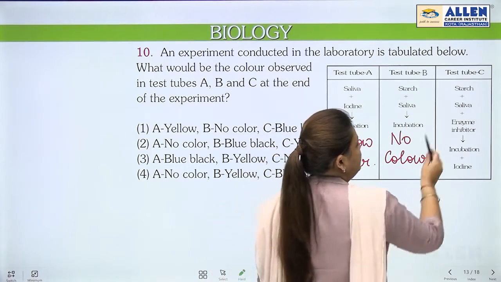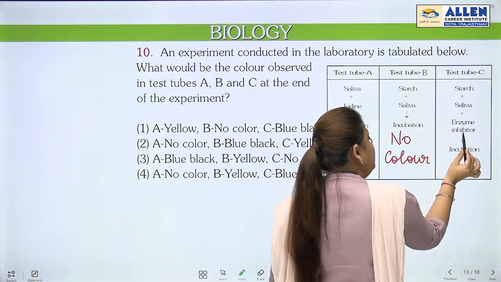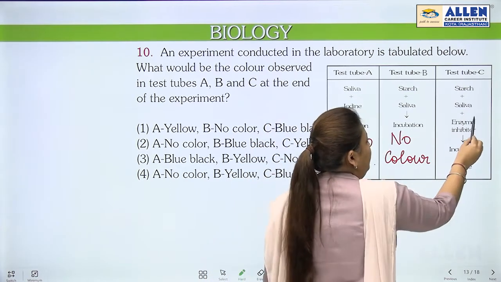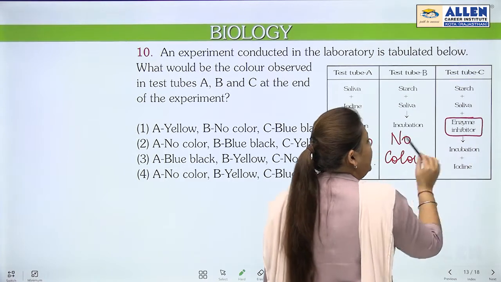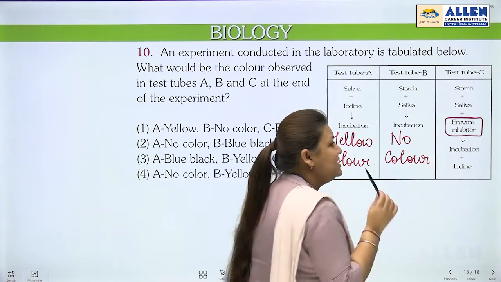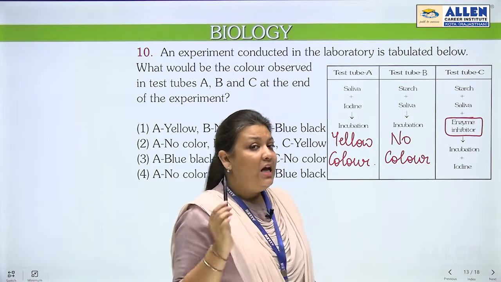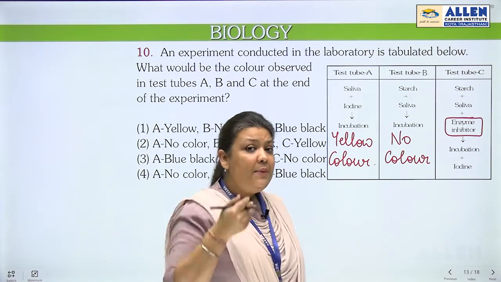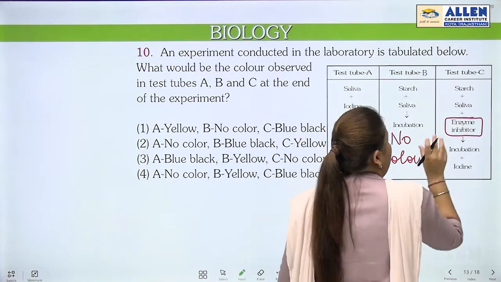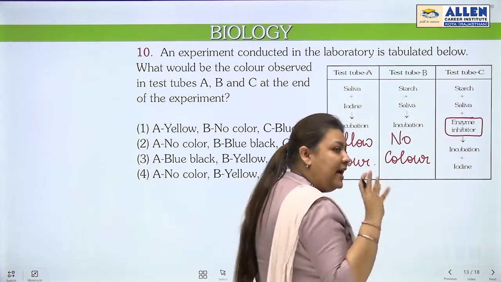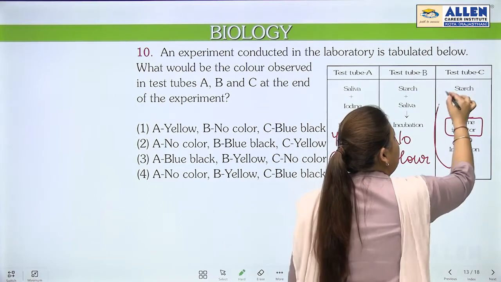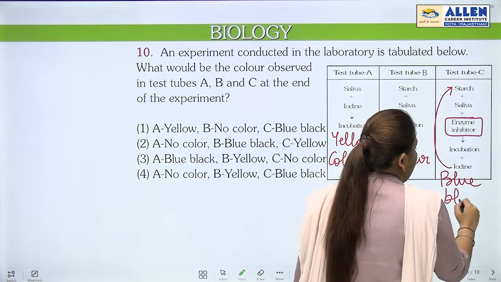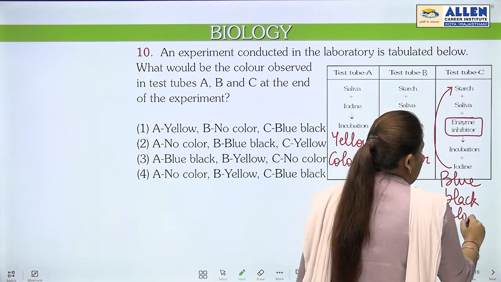So see here, starch, saliva, enzyme inhibitor, incubation plus iodine. When we have added enzyme inhibitor, this is going to inhibit the activity of the enzyme present in the saliva. Saliva contains which enzyme? That is salivary amylase, and this enzyme is being inhibited by the enzyme inhibitor, because of which the starch will not be digested, and now this iodine will react with starch and will provide which color? That is blue-black color.